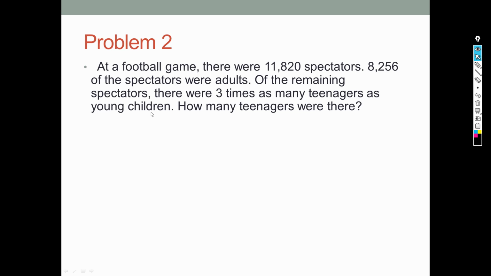So we have actually 3 categories here. Adults, and we have a total of 11,820 spectators, and of those 8,256 were adults. Of the remaining spectators, there were 3 times as many teenagers as children. Okay, so we also have teenagers and children. How many teenagers were there? So again, pause the video and see if you can figure this out.